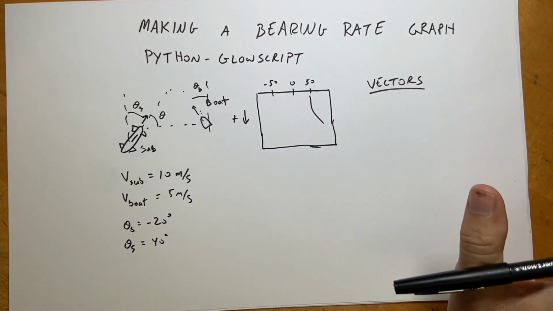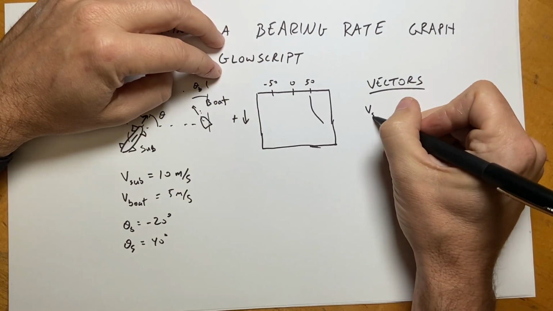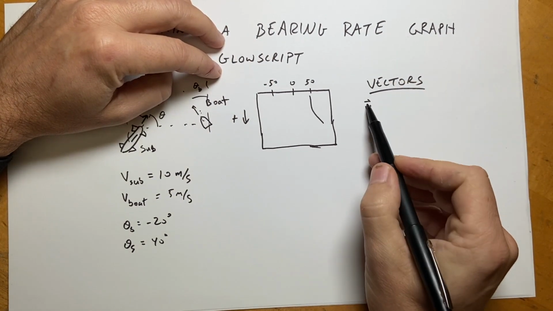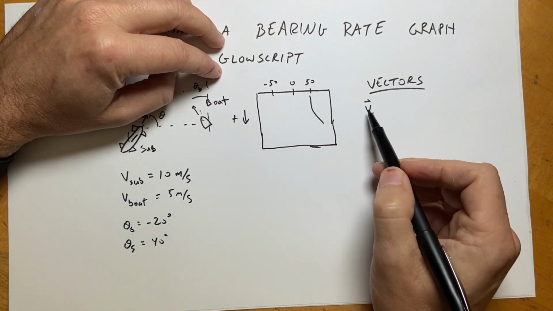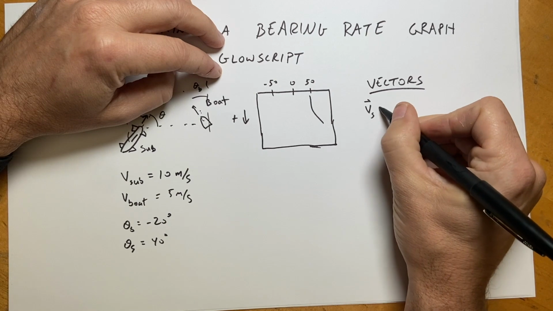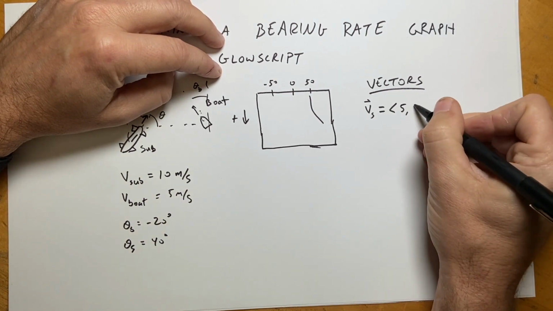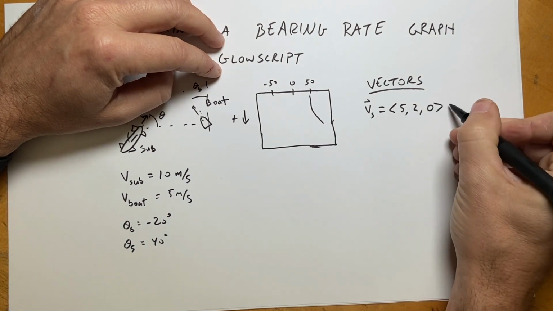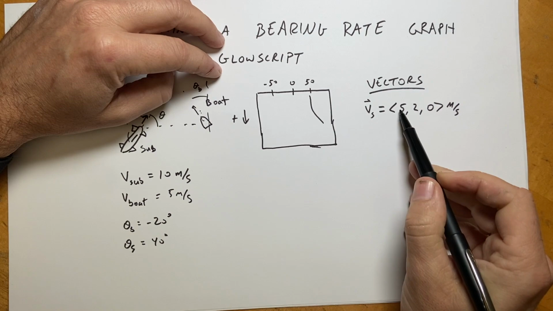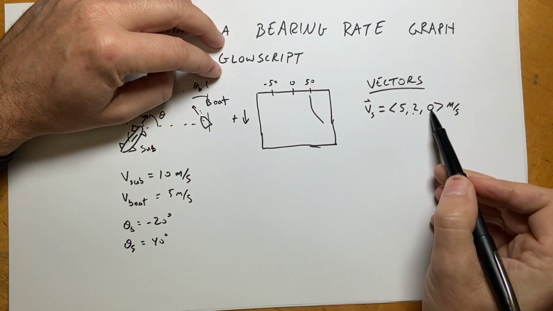So let's just go ahead and represent a velocity vector. So let's say v sub as a vector. We put the arrow over a variable to indicate that it's not a one-dimensional scalar. It's more than that. I'm going to write this as the following. Let's say it's 5, 2, 0, meters per second. So this says moving 5 meters per second in the x direction, 2 meters per second in the y direction, and 0 in the z.